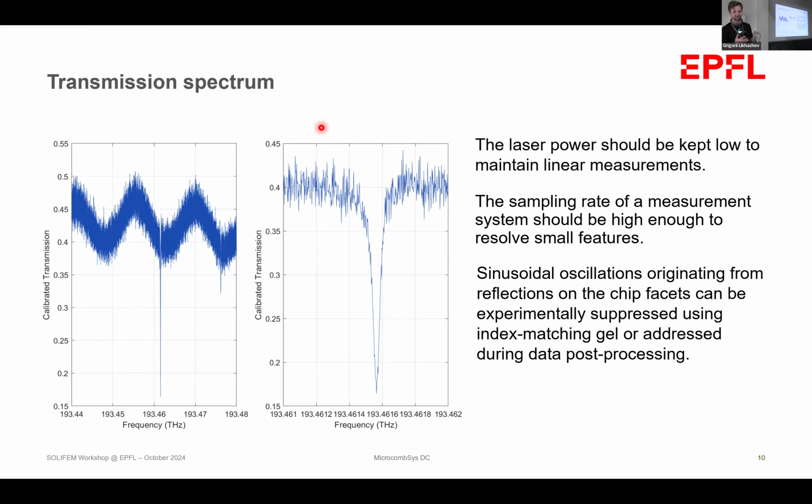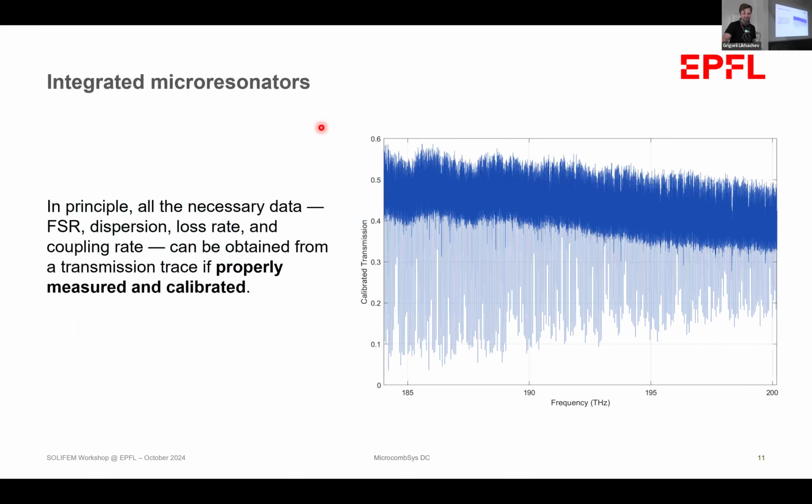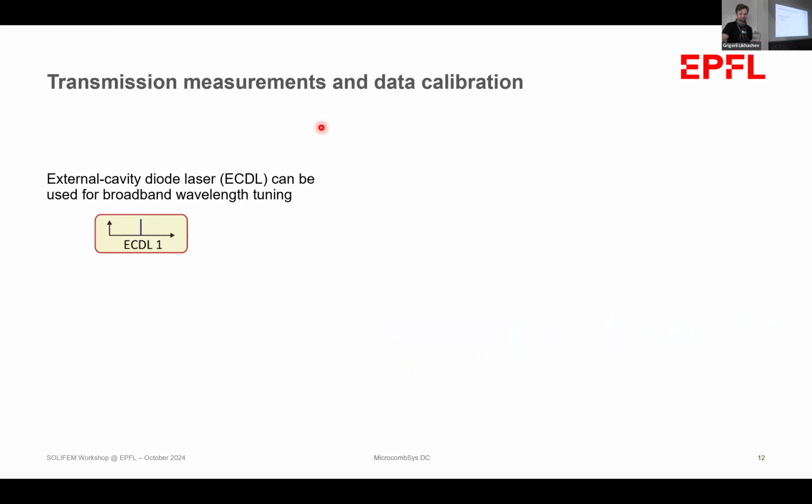We can use some tools to fight this, or we can just use some data processing to get rid of this. It's quite important sometimes to know what we can do experimentally to improve the data and what we actually can ignore a little bit and then just process at the end. As I mentioned, all the important parameters like FSR of the cavity, dispersion, loss rate, and the coupling rate can be obtained just from a transmission trace. But this transmission trace should be properly measured.